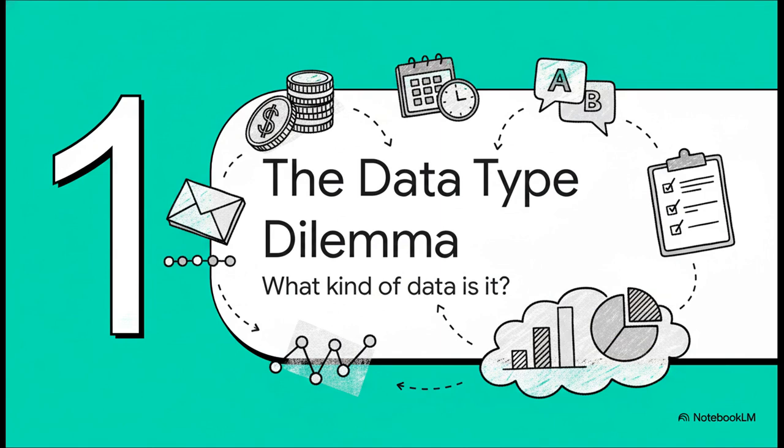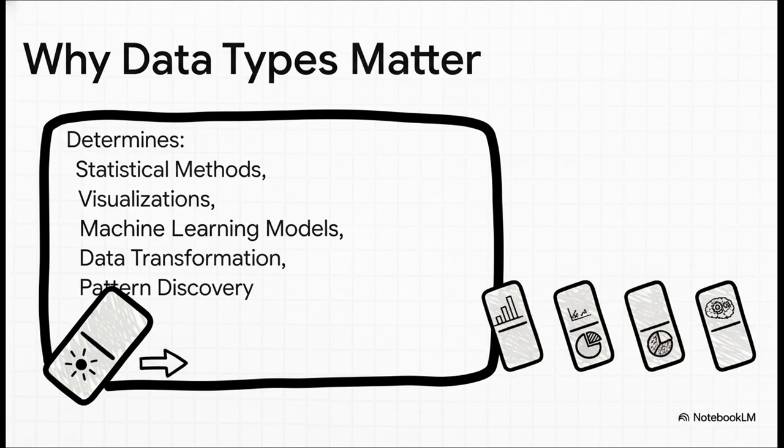Before you even think about building a chart or training a machine learning model, you have to hit pause and ask the most fundamental question there is: what kind of data am I actually working with here? Because, you see, figuring out your data's type dictates literally everything else you do. It tells you which statistical methods are even valid, what kind of charts will actually make sense, and which machine learning models you're allowed to apply. It is the very first domino that has to fall correctly in any data project.